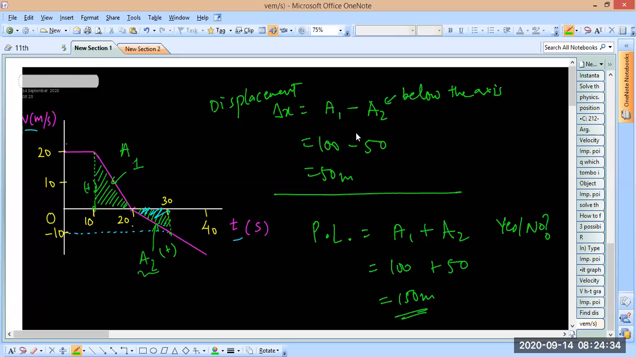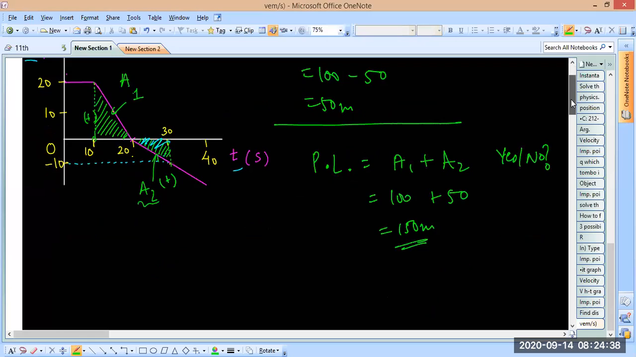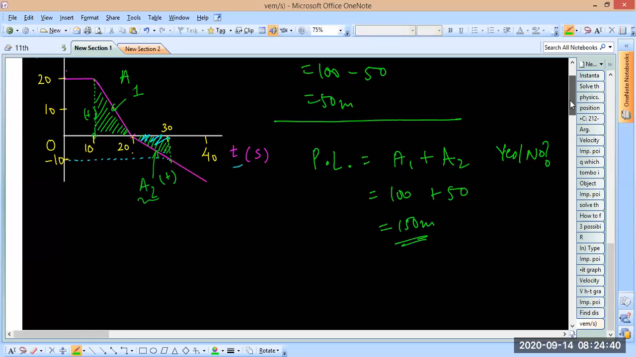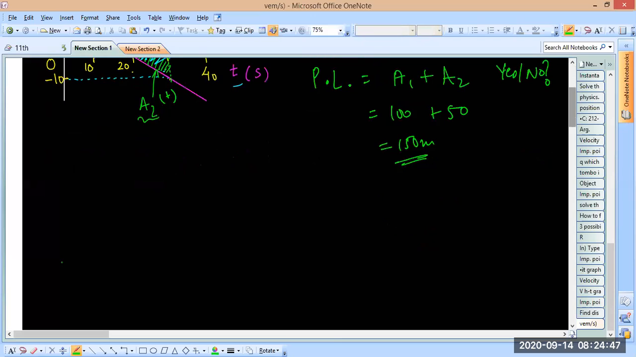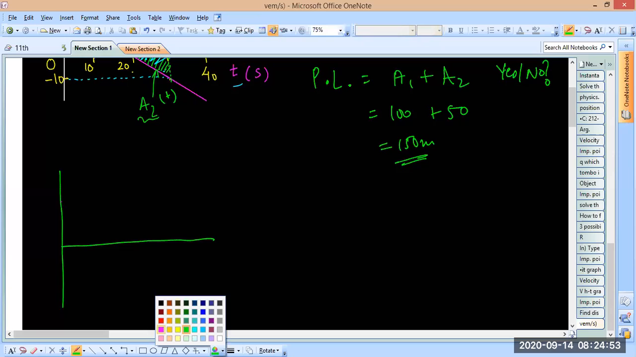Now I will give you some idea of what happened here. Have a look at this. This is the graph again. I'm just going to draw the graph again very fast. It's something like this, and then it's a line like this.